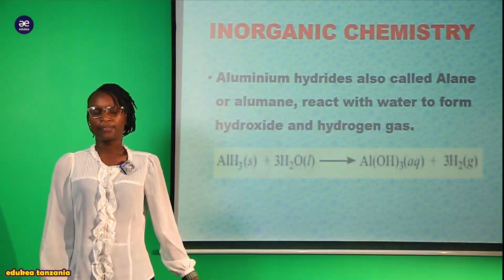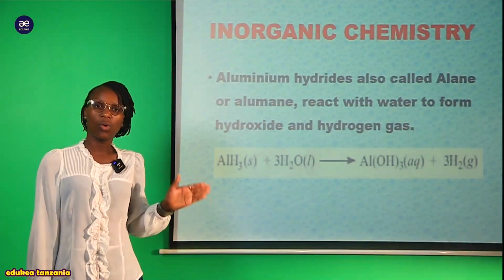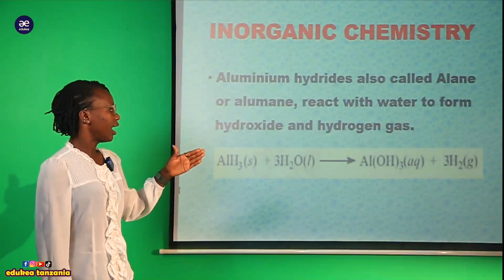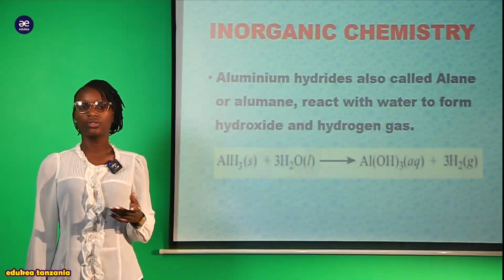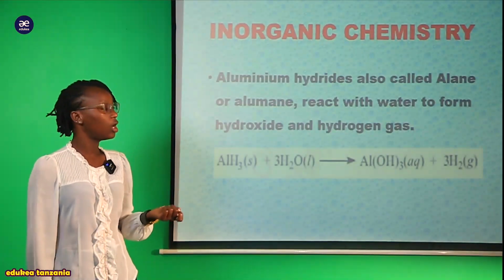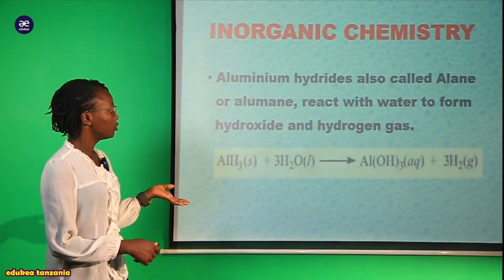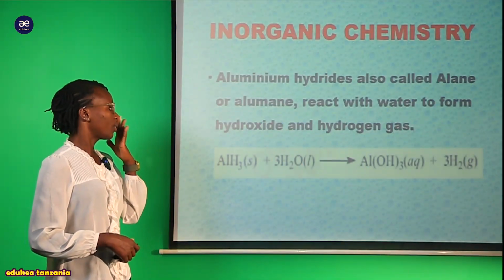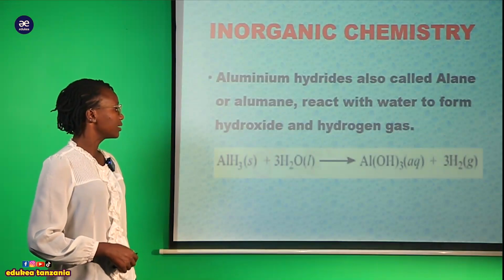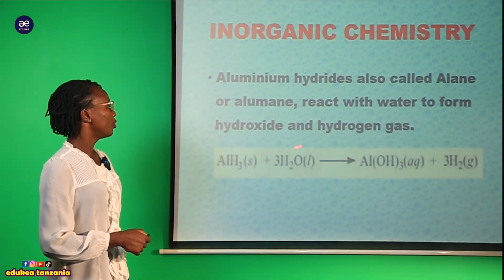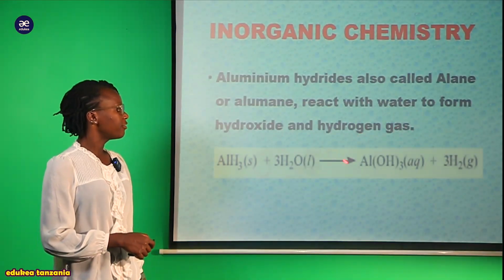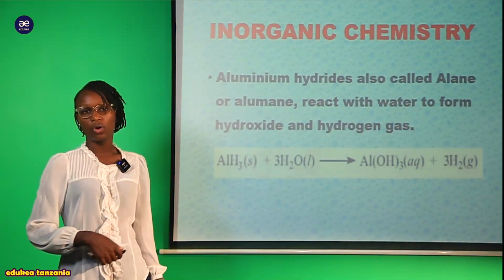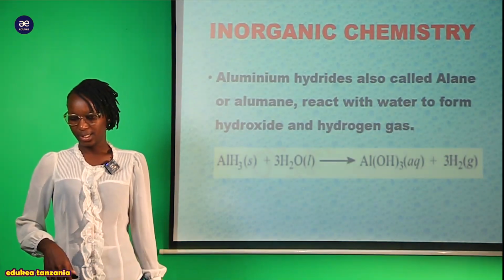So it reacts with a water molecule, and finally we are going to have the hydroxide of the metal, but also we are going to release hydrogen gas. So this is the reaction which shows how aluminium hydride reacts with a water molecule. You see that this aluminium hydride reacts with 3 moles of water, and therefore we're going to have 1 mole of aluminium hydroxide plus 3 moles of hydrogen gas.